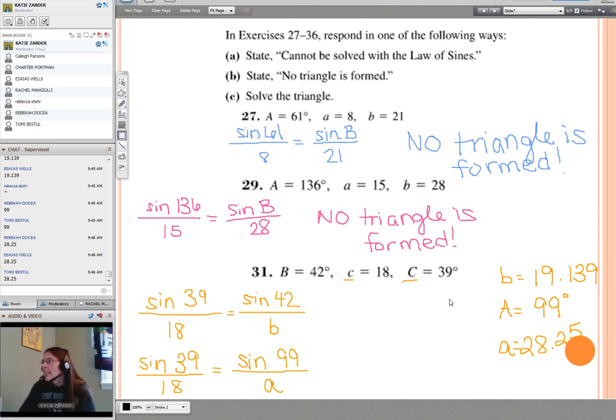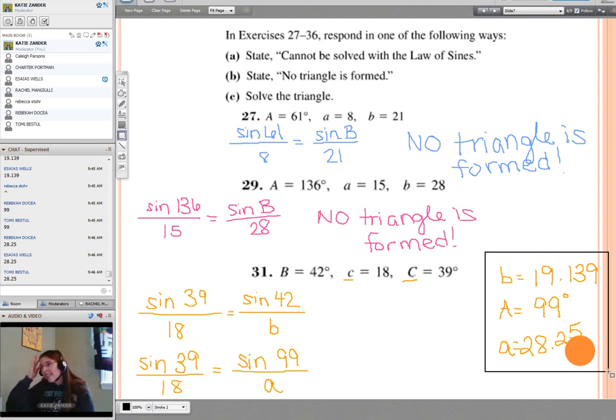Perfect. All right, it's not the ambiguous case, so there was only one setup or one possible triangle that we could form there. And there are the measurements for the three missing pieces. All right, nice job, you guys. Any questions with your law of sines?